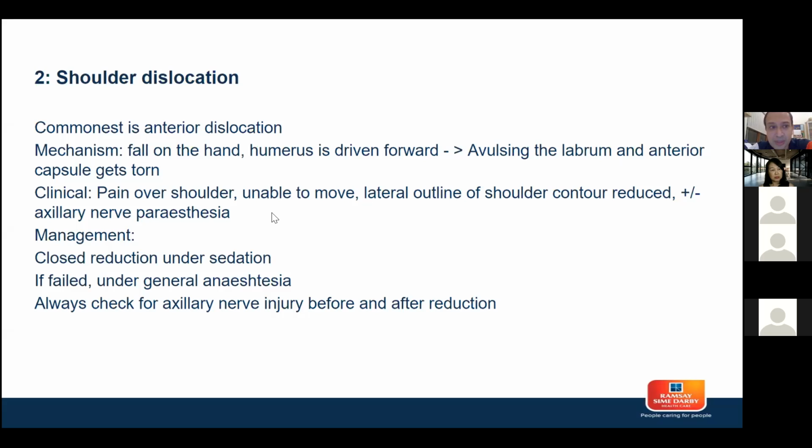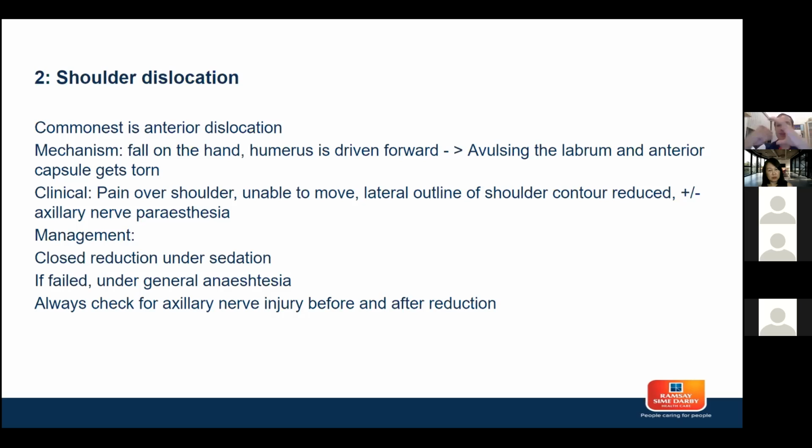Always check for axillary nerve paresthesia, because that can be damaged in anterior dislocation of the shoulder. Management wise, as with all dislocations, you have to do a closed reduction. Most commonly, we do it in the emergency room under sedation. If it fails, then they may need general anesthesia, and then you try to do a closed manipulation and reduction and bring it back into place. If that still fails, then you need to do an open reduction of the shoulder and reduce it, okay?